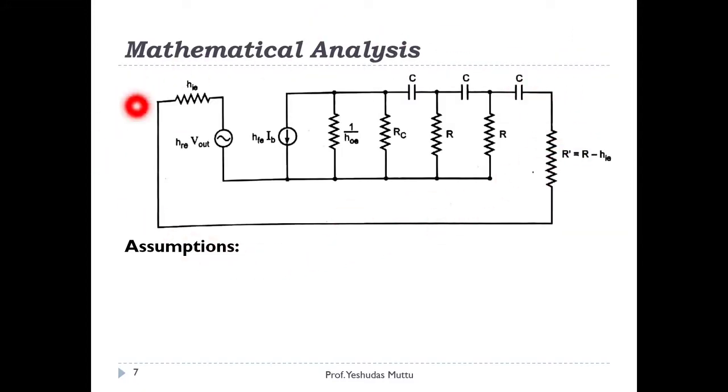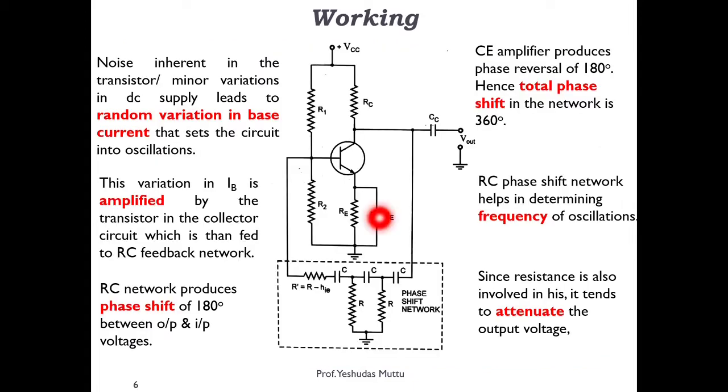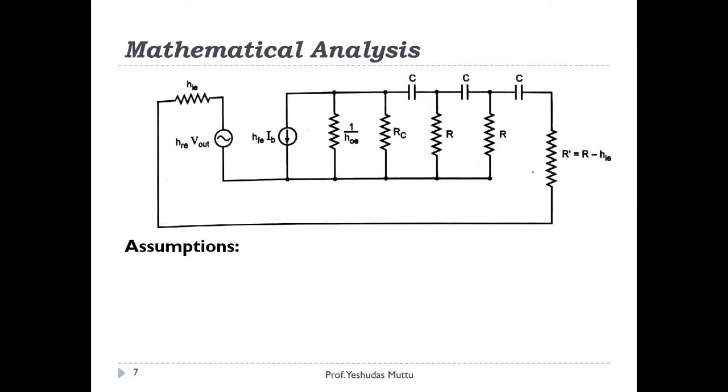Now let's have a look at the mathematical analysis. It's simple. There is a transistor over here and there is this phase shift network. Again, I'm going to replace this particular transistor with the hybrid model. You can have a look over here. You have a transistor.